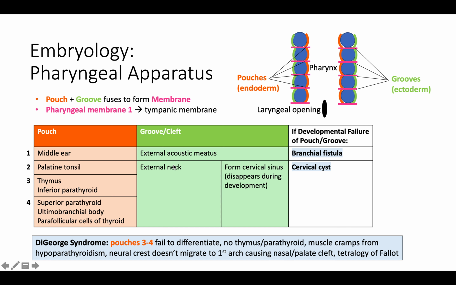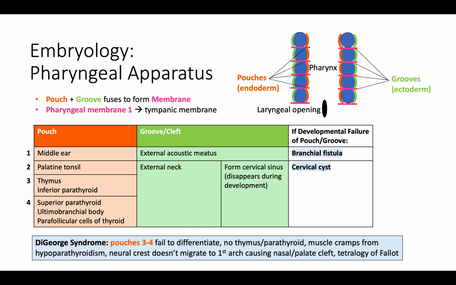So if we have a developmental failure of a pouch or groove, the branchial fistula is going to be a problem with pouch 1, where a cervical cyst will be a problem with pouch 2 through 4. And so DiGeorge syndrome is a failure of pouches 3 and 4 to differentiate. And so there's no thymus or parathyroid. So this person is going to have muscle cramps from hypoparathyroidism.